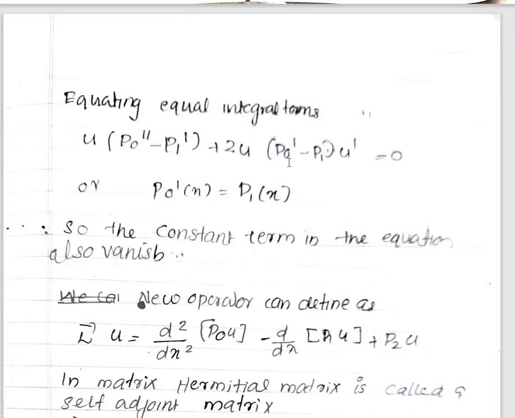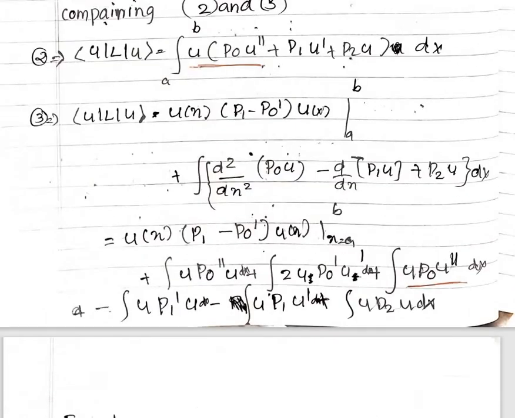or this will be equal to 0 when p0 dash is equal to p1, or when we once again differentiate this, you will get p0 double dash is equal to p1 dash. So the constant term in the equation also vanishes. So this is the constant term in the equation.